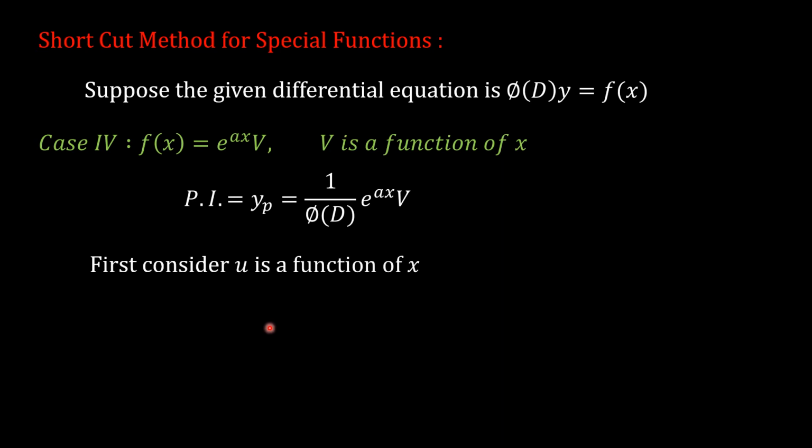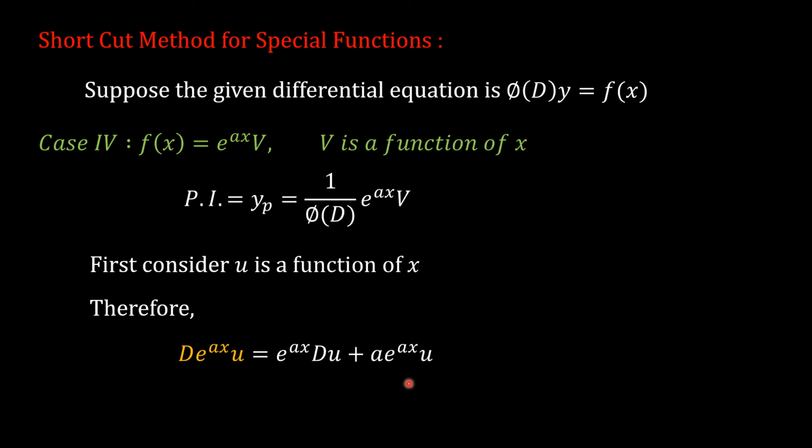Now instead of considering the v function directly, first we will consider the function u and then we will evaluate the derivatives of different orders of e raised to ax into u function. So let us see that. Consider the derivative of e raised to ax into u. So apply the product rule of derivative, that will give us e raised to ax D of u plus the derivative of e raised to ax, which is a into e raised to ax, and u as it is.